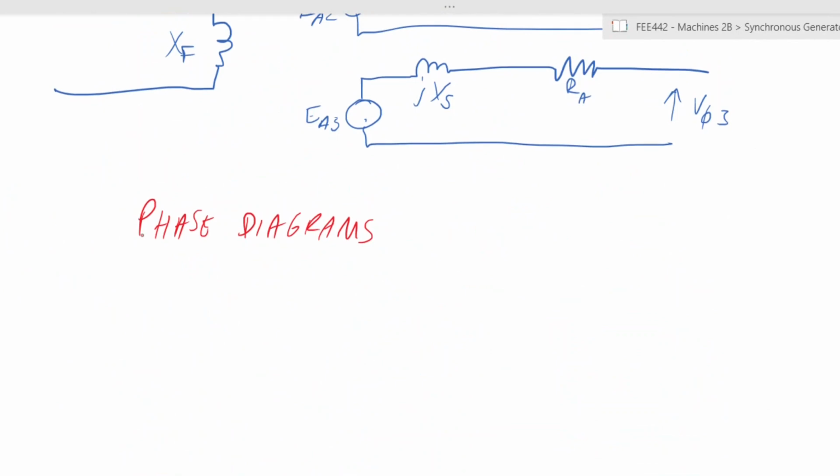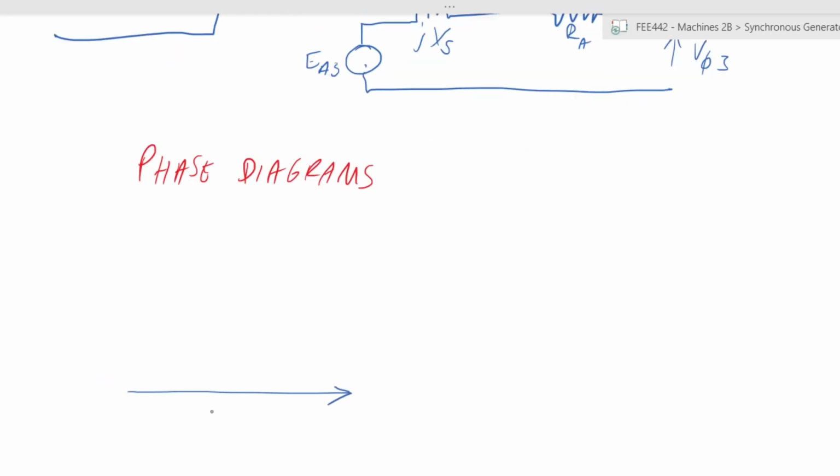Remember that we have two main voltages that we're looking at. We had our EA, the internal generated voltage, and you have your terminal voltage. So now let's take the terminal voltage to be our baseline. So that is your terminal voltage. Let's call it V5. We are assuming it is at 0 degrees angle, and we are assuming it is our baseline.